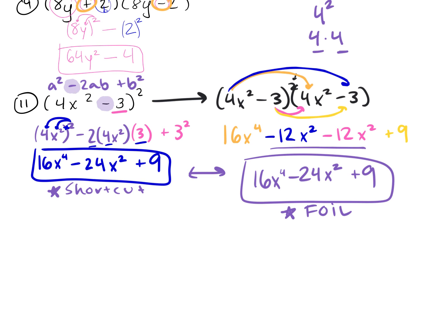So on the quiz, you can do it whatever way you want. Use the shortcut. If you don't like the shortcut, foil it out. But just make sure you know how to foil it out. Any questions?